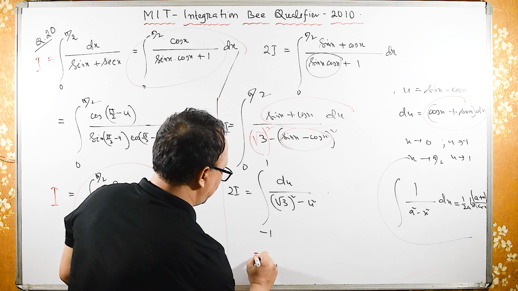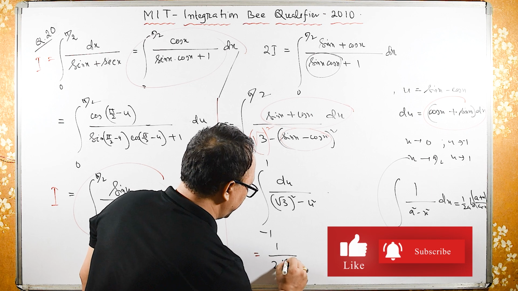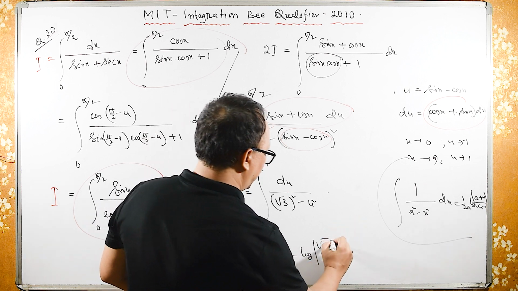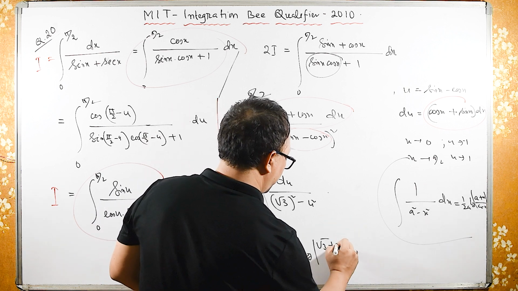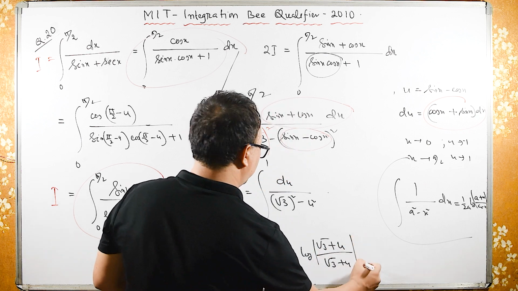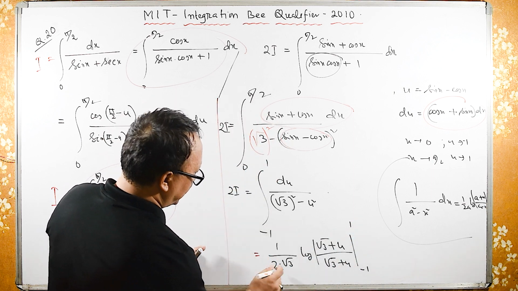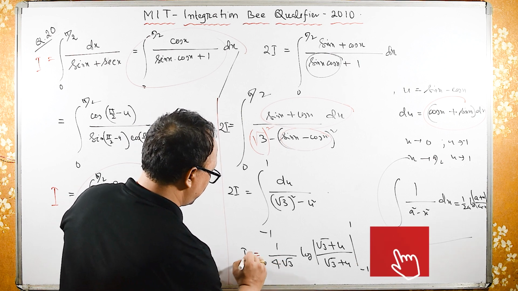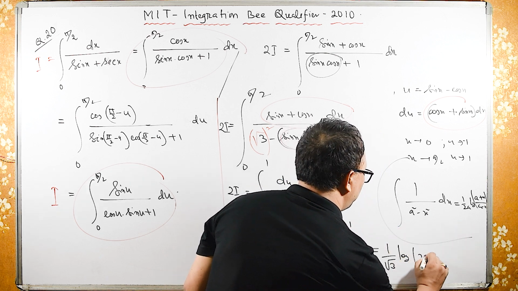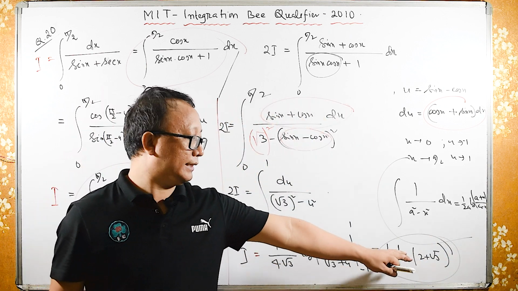Let's apply this. It equals 1 upon twice a, here 2 into root 3, and log of root 3 plus u upon root 3 minus u, with limit from minus 1 to 1. Remember we have 2I on the left hand side, so I will send the 2 to the other side and get 4I equals this. So I equals 1 by root 3 log of 2 plus root 3. Check whether this comes or not. Just substitute the limits and you will get this answer. Thank you.